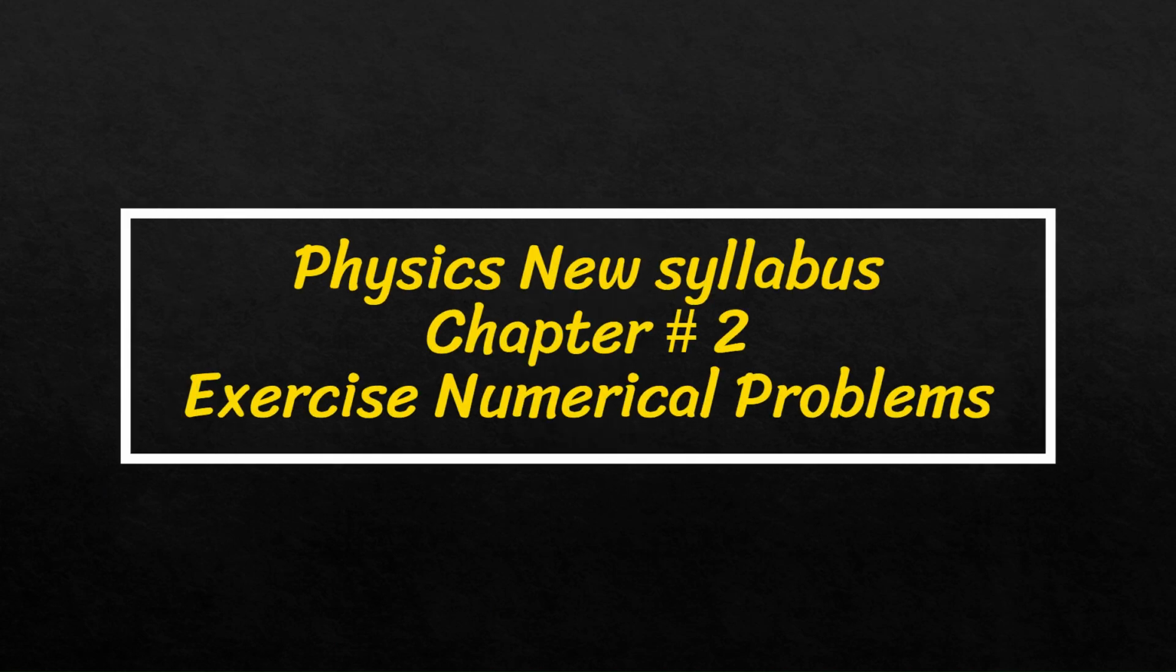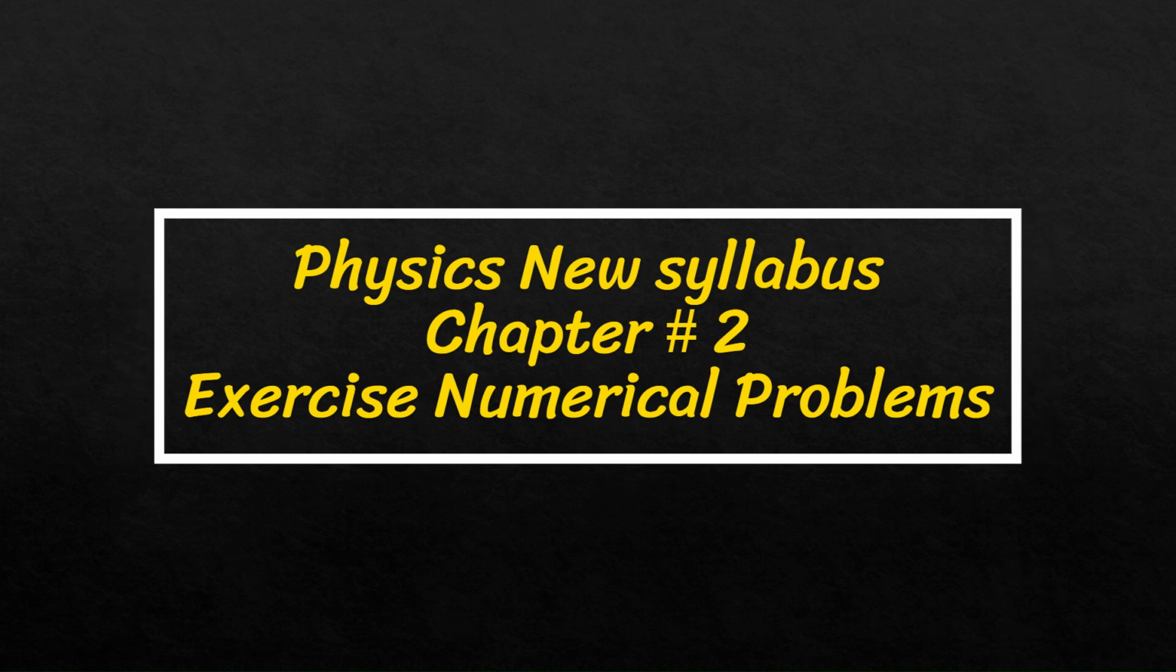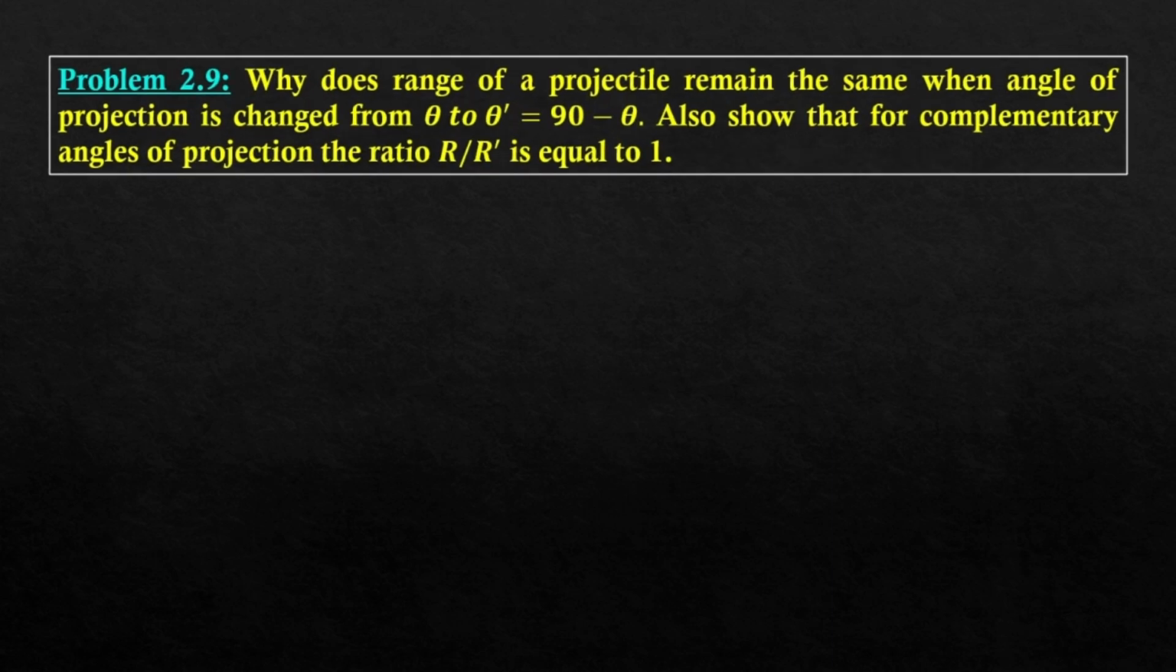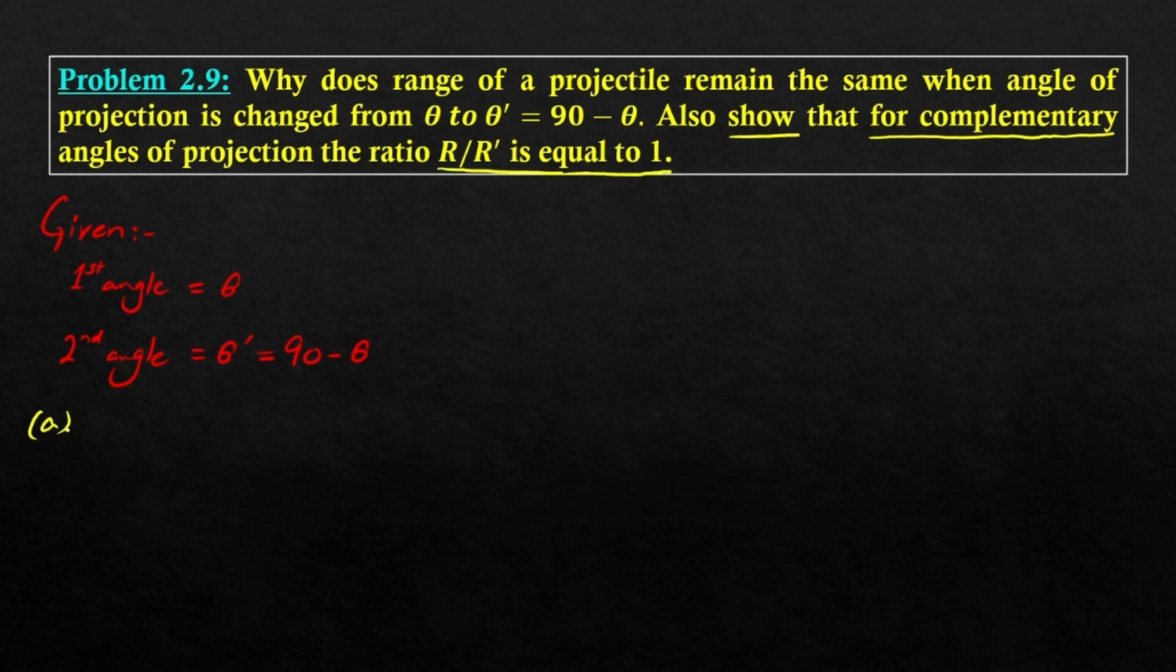Bismillahirrahmanirrahim. In today's lecture, we will discuss the numericals of chapter number 2, numerical number 2.9. Why does the range of a projectile remain the same when the angle of projection is changed from theta to theta prime? Here it is a given condition that the angle is changed from theta to theta prime. So the first angle is theta and the second angle is theta prime, which is equal to 90 minus theta. Further, we have to show that for complementary angles of projection, the ratio of R over R prime is equal to 1.